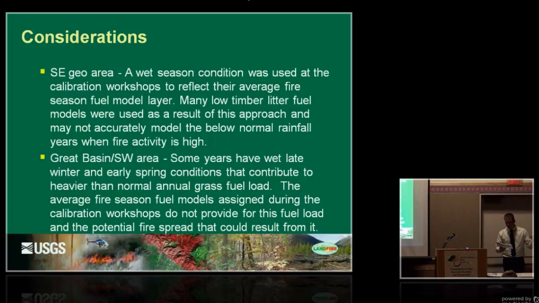In another area, the Great Basin and Southwest, some years have wet late winter and early spring conditions that contribute to heavier than normal annual grass fuel loads. The average fire season fuel models assigned during the calibration workshops do not provide for this fuel load and the potential fire spread that could result from it. So we're developing an effort to look at fuel loading and predict areas of increased fuel loading, mainly grassy areas, so that we can add fuel models where they don't have them, or increase the grass fuel loading in those areas, or decrease it in certain areas as well. Hopefully these will be online for 2010. I'm not guaranteeing anything though, right, Frank? And that should be it.